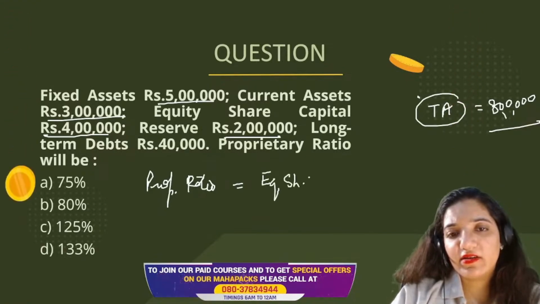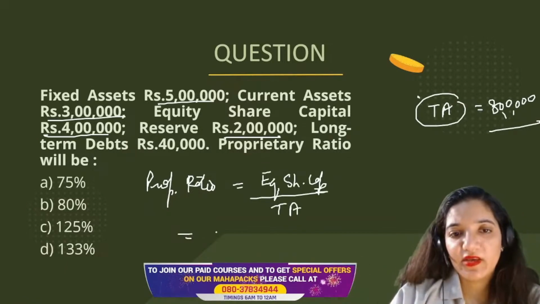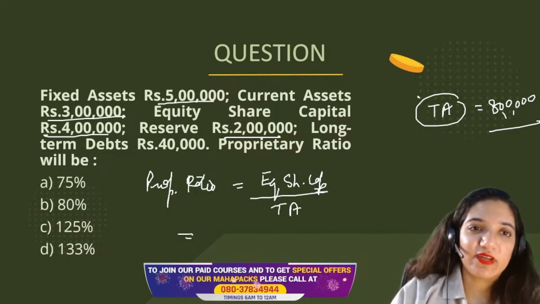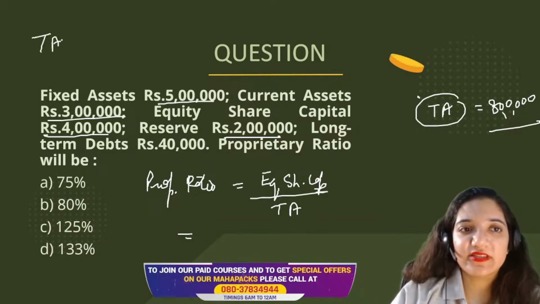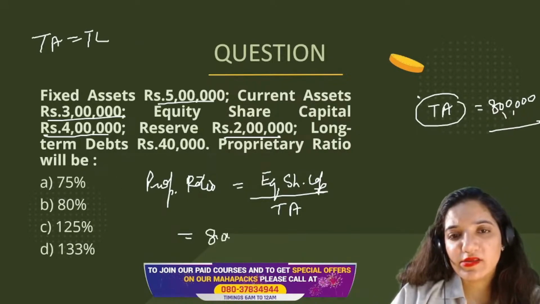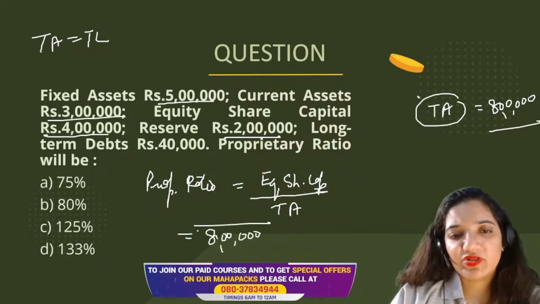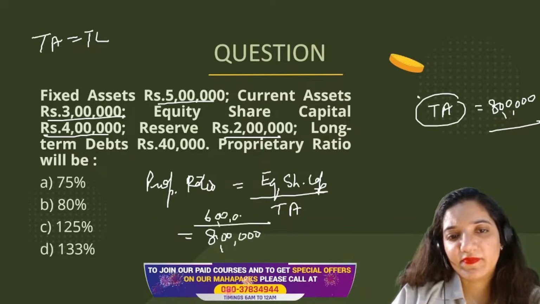So the proprietary ratio is equal to equity share capital divided by total assets or total liabilities, whatever way you look at it, because both are equal ultimately. Total assets is equal to total liabilities. So in this case, the answer is going to be equity share capital. Total assets is 8 lakh, and equity was 4 lakh plus 2 lakh, that was 6 lakhs.